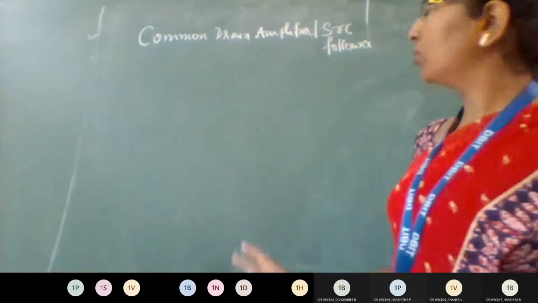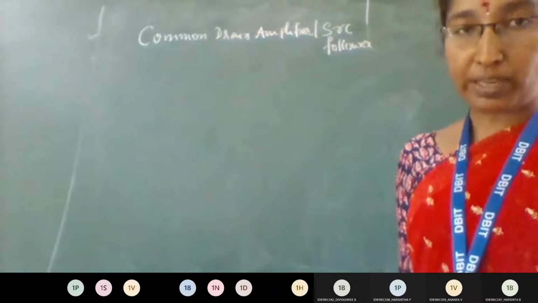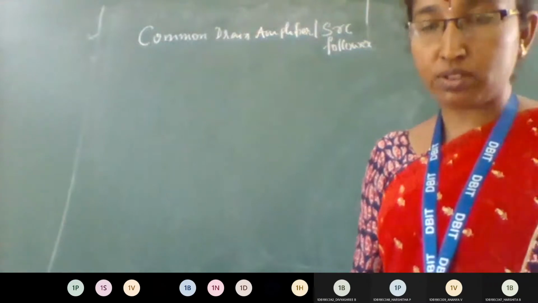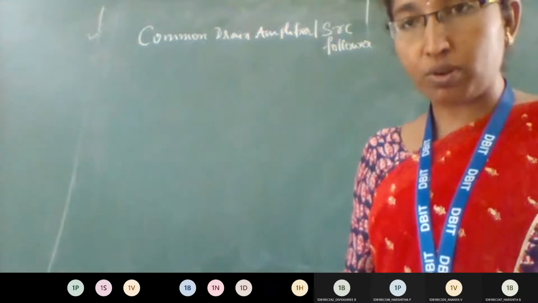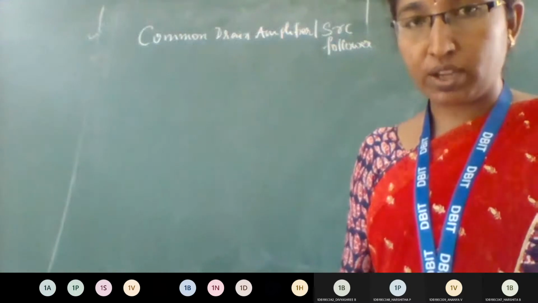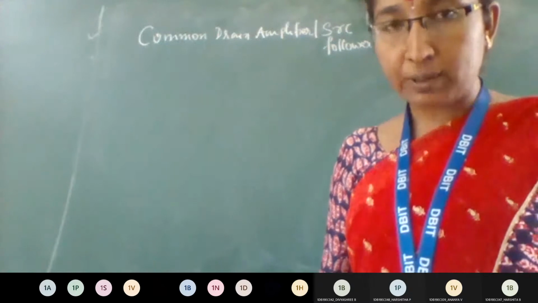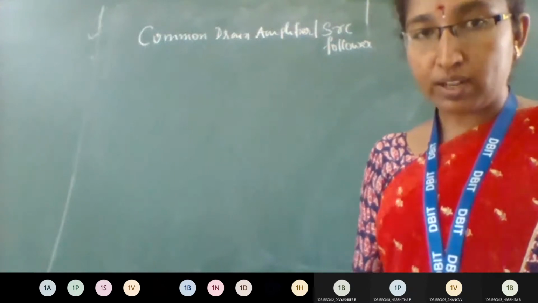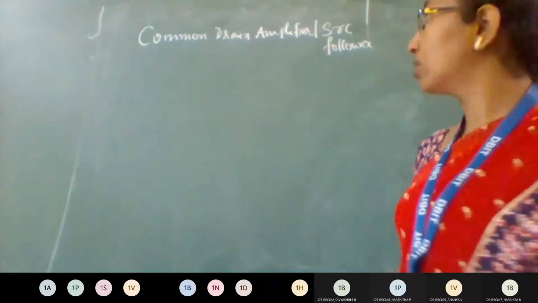Common drain amplifier, also called a source follower. Again, I won't be redrawing the circuit. Yesterday in the class we wrote the circuit and the small signal model. Here we ground the drain terminal, apply the input to the gate, and measure the output from the source. We have used the T model for the analysis, and we have included R naught in parallel with the current source.